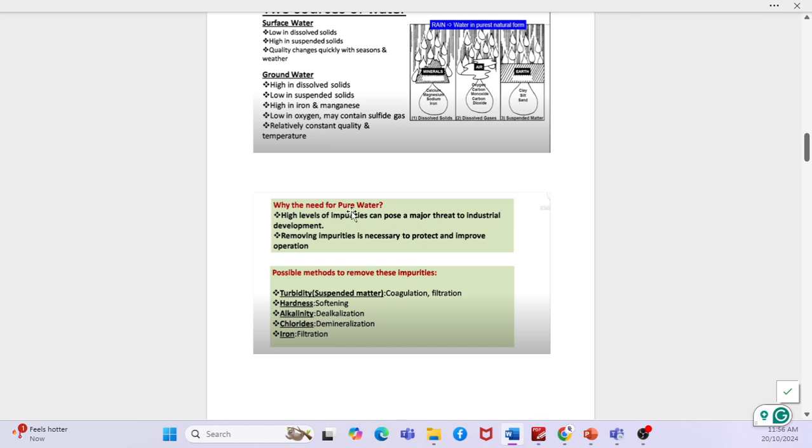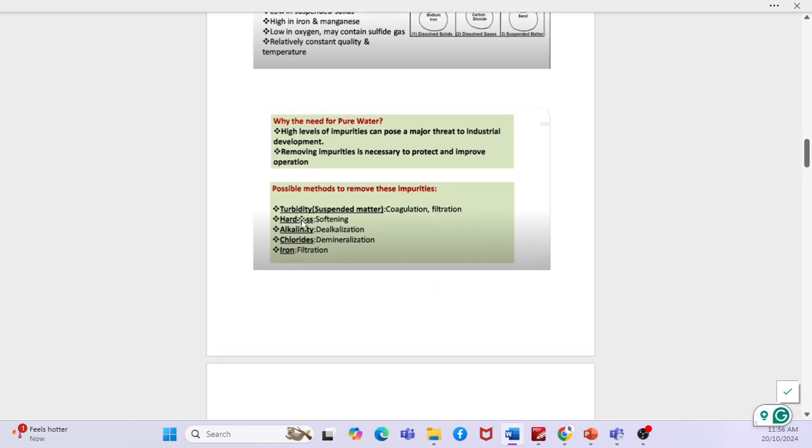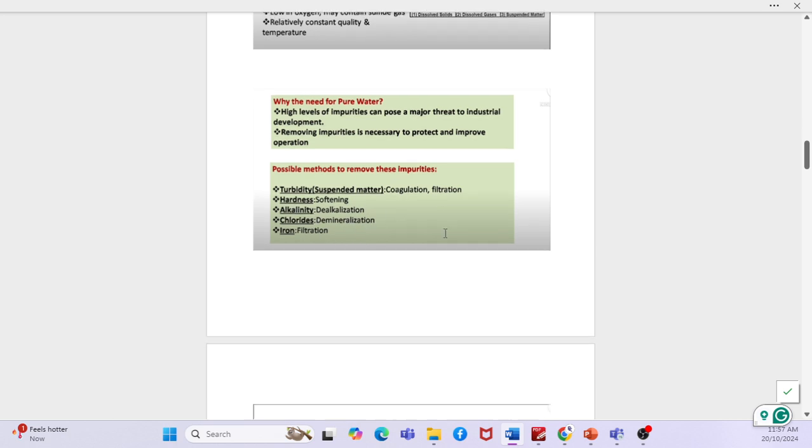So why the need for pure water? High levels of impurities can pose a major threat to industrial development. Removing impurities is necessary to protect and improve operation. So you can see the possible methods to remove these impurities. You add different types of chemicals. For turbidity, you have coagulation and filtration. For hardness, you have to do softening. If it is alkalinity, you have to do dealkalination. If you have chloride, then you do demineralization. If it is iron, then you filter it. These are the possible methods to remove these impurities.